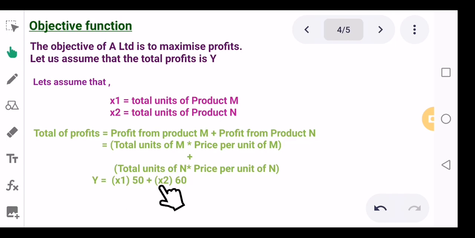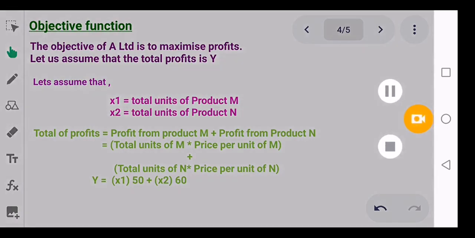x1 and x2 we assumed as the total units of product m and product n, and y we assumed to be the total profit. And this is our objective function, which will be in the form of a linear equation. We require everything in the form of a linear equation. So the linear equation for the objective function is y is equal to x1 into 50 plus x2 into 60. For the objective function, we have found the linear equation. Now let's do the rest of the thing.